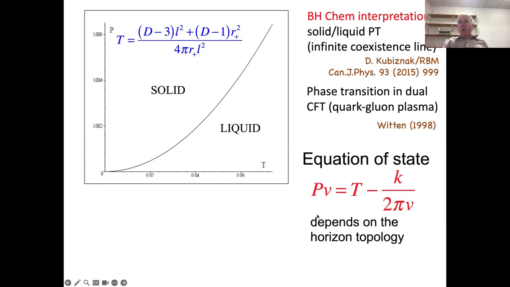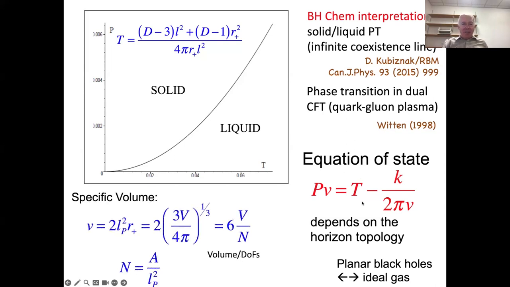So from this, if you compute the pressure and the volume, actually the specific volume, which is the volume per number of degrees of freedom, you get this equation of state here, which depends on the parameter k, 1, 0, or negative 1, which in turn is the topology of the horizon. So if k were zero, if you had planar AdS black holes, they would undergo the Hawking-Page transition, and you get the equation of state which is that of the ideal gas. This quantity, little v, is called the specific volume, and it's the volume per number of degrees of freedom multiplied by 6 for reasons of convention or convenience.